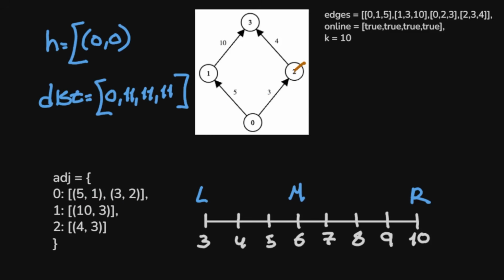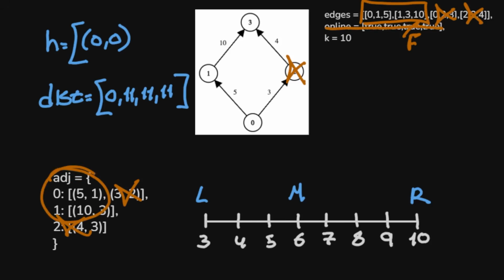Now let's say for a moment that node number 2 is offline, which means that here we have a false. How can we handle this? Well, as we iterate edges to build the adjacency list, whenever we find a 2, we can skip the corresponding edge. Here we have a 2, so we skip this. Here we have another 2, so we skip this. And with this information, we can build an adjacency list. Okay, so now we don't have to worry about the array online anymore. This is our only source of truth.